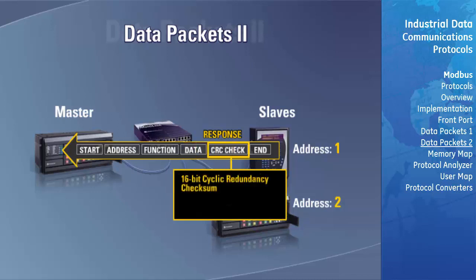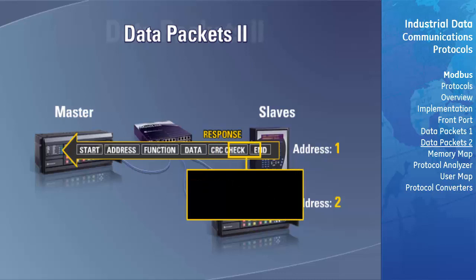CRC16 stands for 16-bit cyclic redundancy checksum. The RTU version of Modbus includes a 16-bit cyclic redundancy check with every packet, which is an industry standard method used for error detection. If a Modbus slave device receives a packet in which an error is indicated by the CRC, the slave device will not act upon or respond to the packet, thus preventing any erroneous operations.